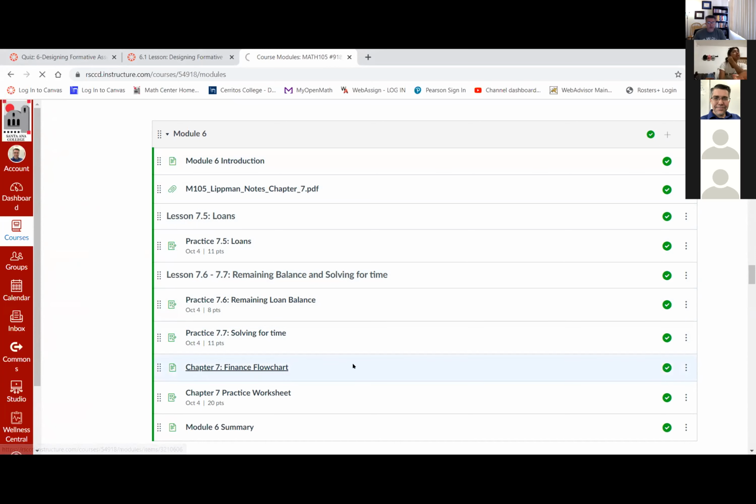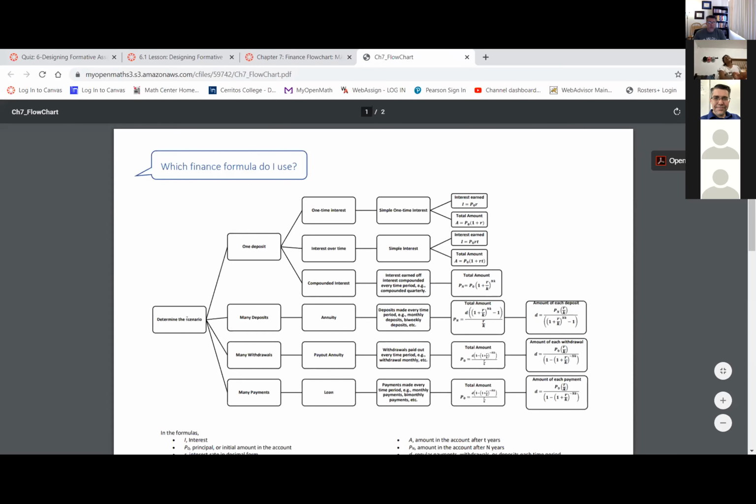Here's a finance flow chart that you might want to take a look at. One deposit, many deposits, many withdrawals, many payments. Here's annuity. One-time interest, interest over time, simple interest, compounded interest, and here are all the formulas that you would need. You don't need to worry about the annuity, but you do need to know about simple interest and a loan here, the loan at the bottom.